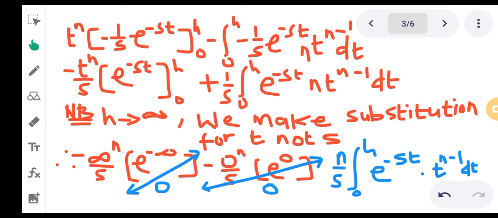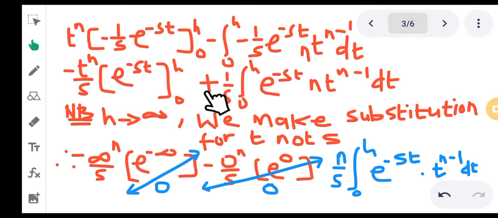Then after that, we just make a substitution for the limit. So we just take this part: t exponent n multiplying minus 1 over s e exponent minus st. Just factorize the constant out. So you are going to get t exponent n over s, negative, remaining e exponent minus st. Then we take the limit from 0 to h. So you should note h is the infinity. Then the negative will come out, then multiply the negative here.